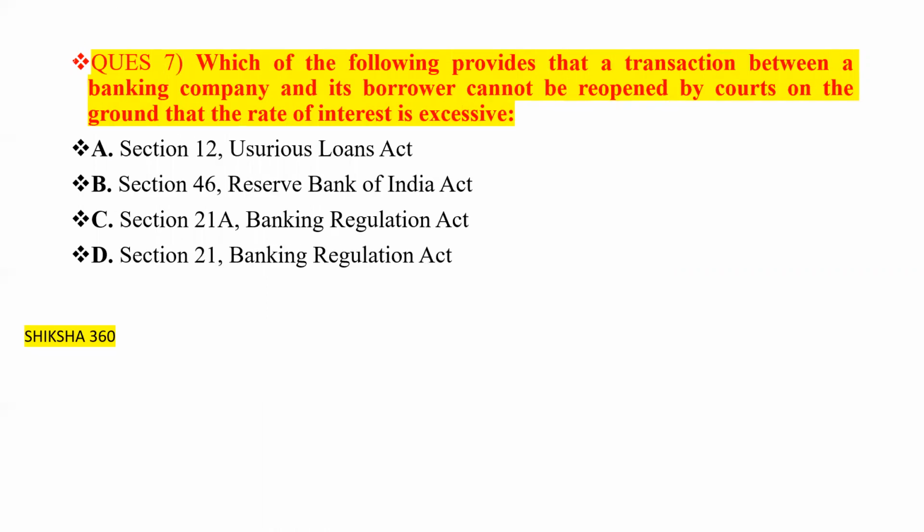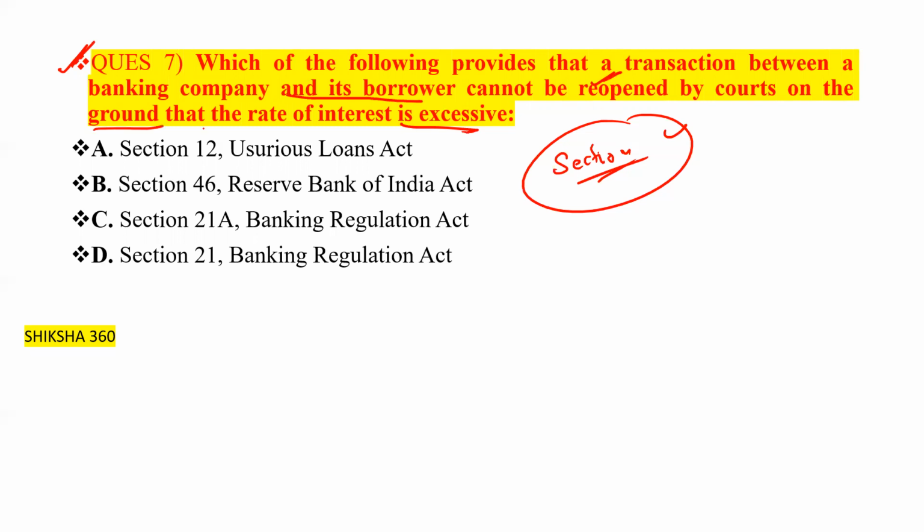Now move to the next question, question number 7. Which of the following provides that a transaction between a banking company and its borrower cannot be reopened by the courts on the ground that the rate of interest is excessive, clear. This point also we have discussed under chapter number 3 part 2 along with the Serious Loans Act, clear. Basically they are asking which section provides this.